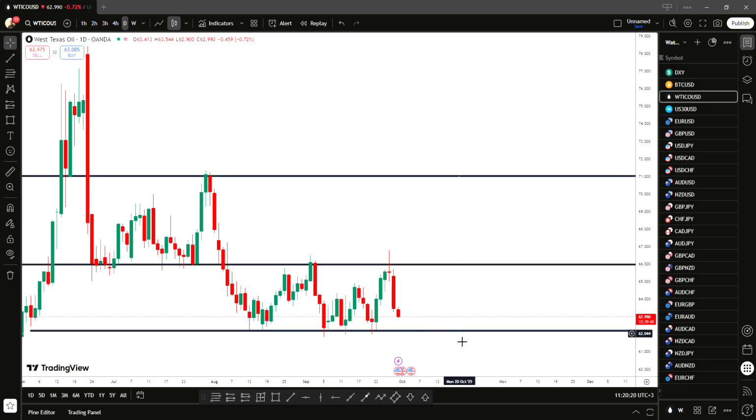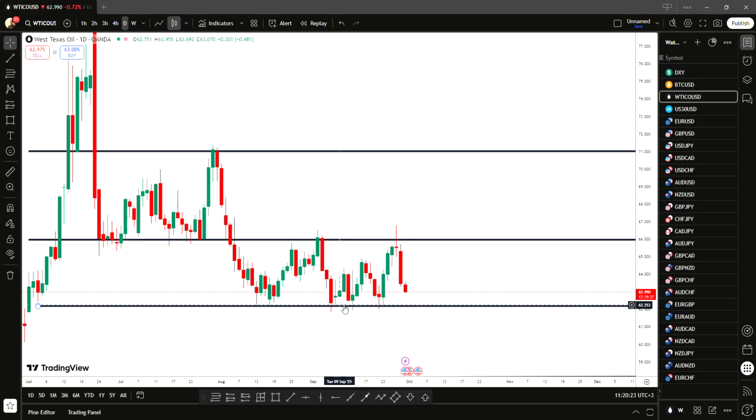Last week I told you US oil hit the daily support and immediately gave us this indecision candle. We bought, put stop losses here. US oil started buying, it went 300 pips up to here. When it reached the daily resistance, it put in this indecision candle with a huge wick to the upside.